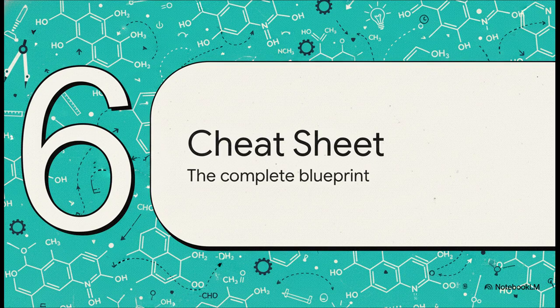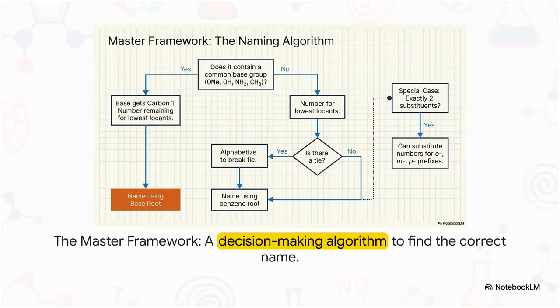So let's do ourselves a favor and consolidate everything we've learned into one final practical blueprint that you can use anytime you need it. And here is the master framework. The best way to think of this is as your decision-making algorithm. For any molecule, you start at the top. First question, does it have a common base group? If the answer is yes, you follow the path on the left. That group gets number 1. If the answer is no, you go to the right, and you just number for the lowest locants. The next step checks for any ties, and if there is one, you just let the alphabet decide. This flowchart is your guide to getting the correct name every single time.